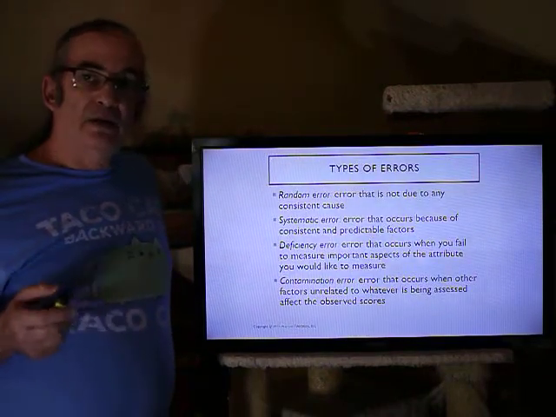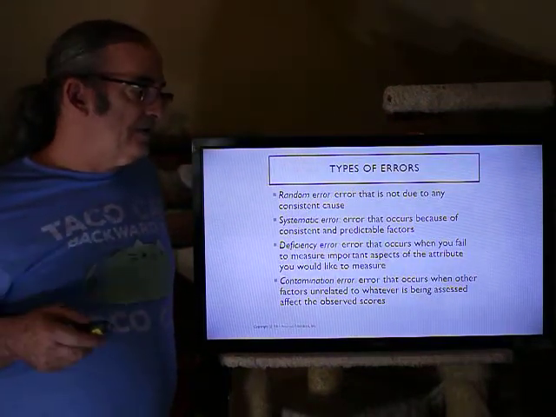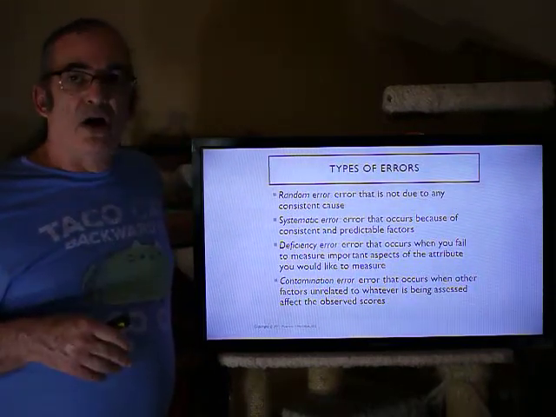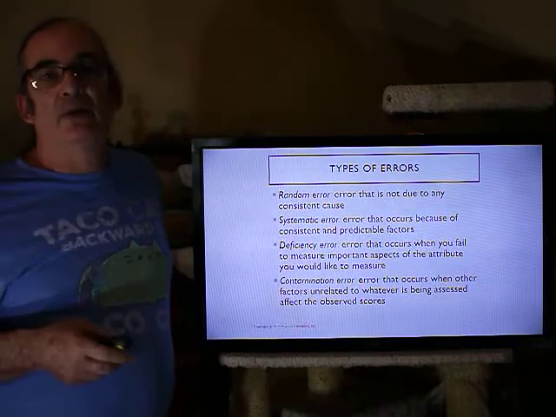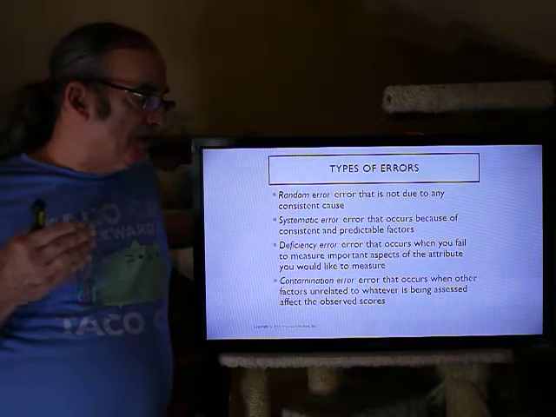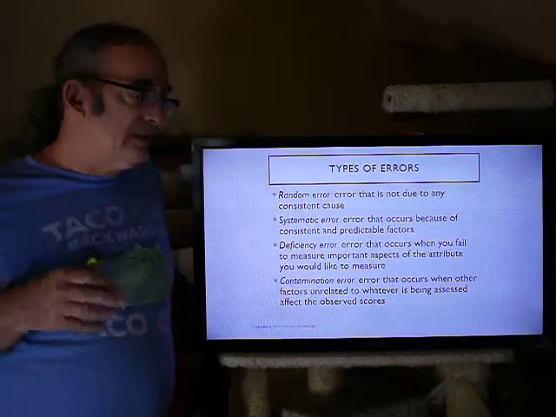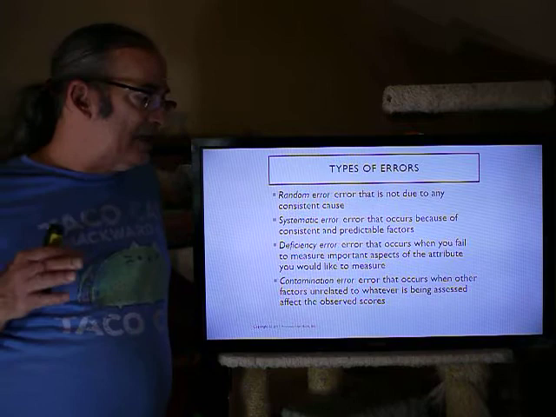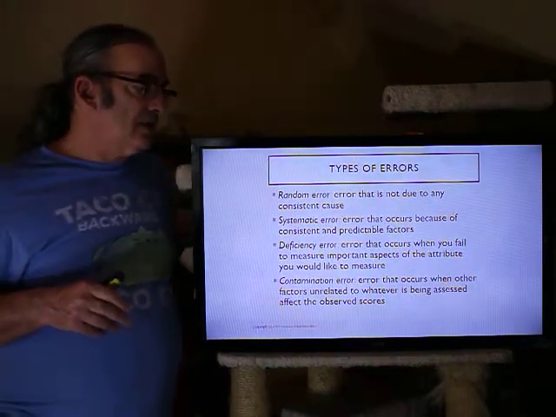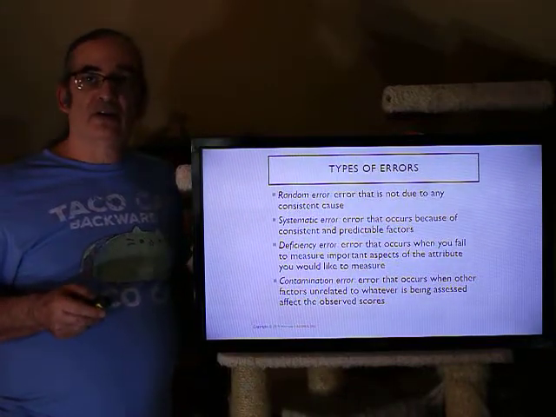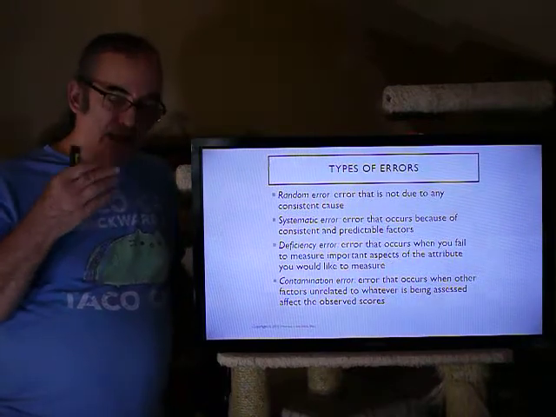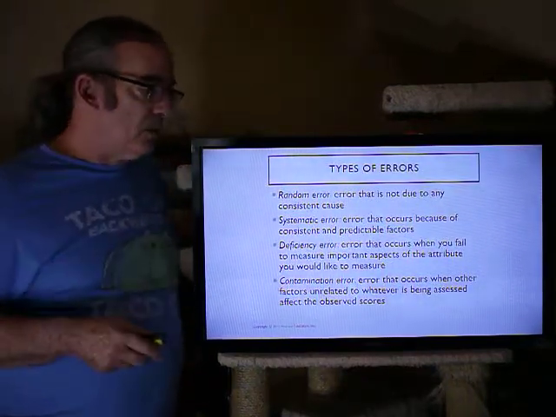Now, a couple other issues here, types of errors, random error. It's error that's not due to any consistent cause, and this is just something that we can't control for. It's just something that occurs, right? And so we just have to factor it in, probably not too much of an issue. Standard deviation might capture this, right? Systematic error is error that occurs because of consistent and predictable factors. So these are things we can track down and compensate for.